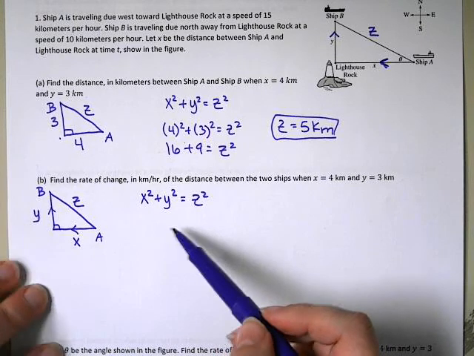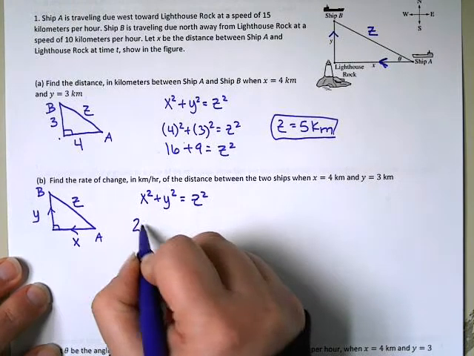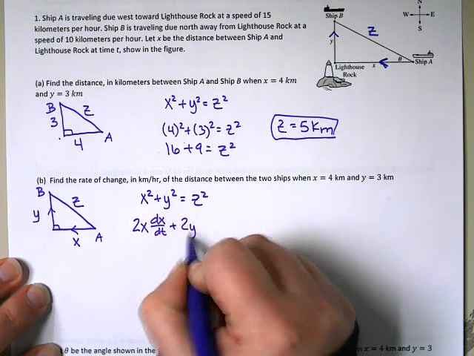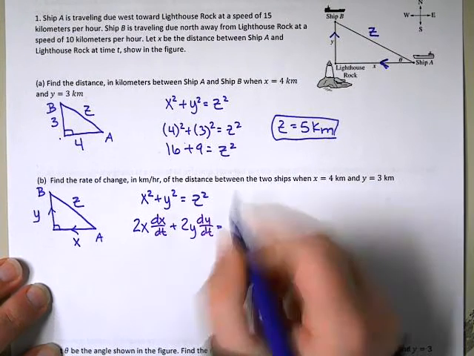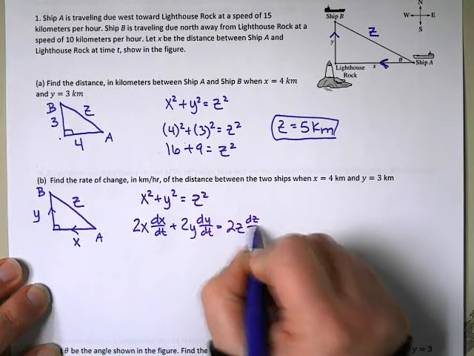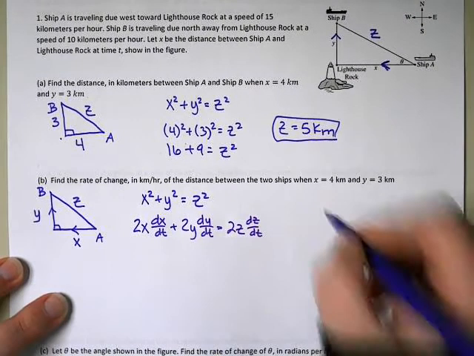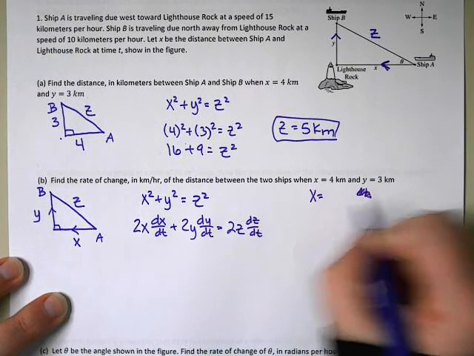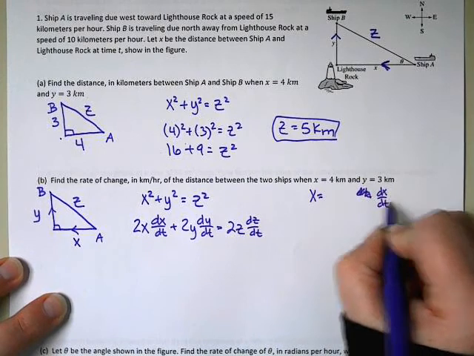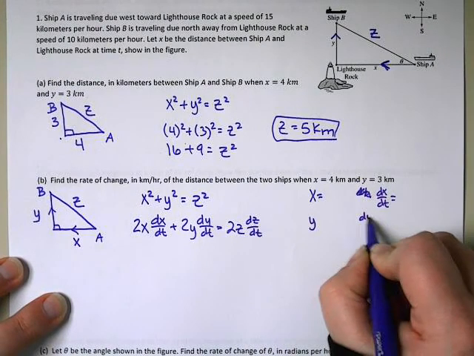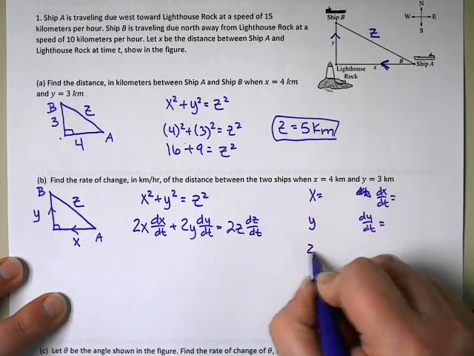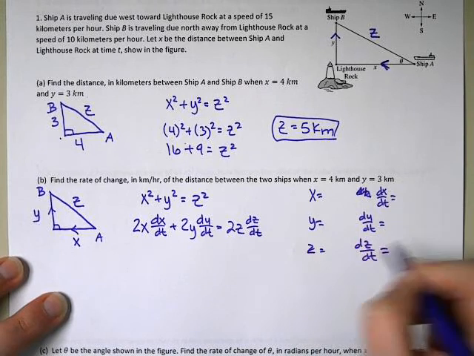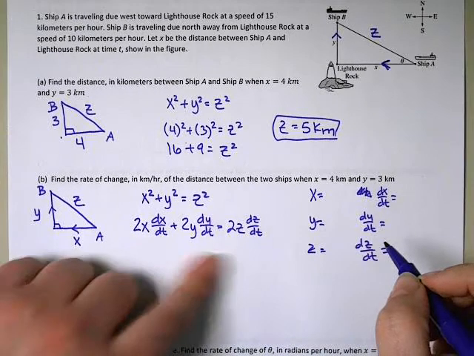Now we can go ahead and take the derivative, and remember, we're going to use implicit differentiation. So 2x dx/dt plus 2y dy/dt equals 2z dz/dt. And now we're going to write out our variables. So we've got x and dx/dt, y and dy/dt, and then z and dz/dt. All 6 of those are actually unknowns in this equation right here.